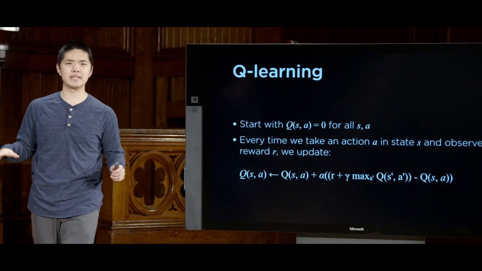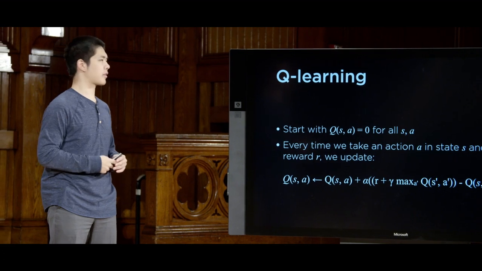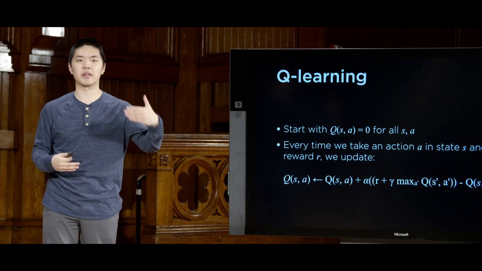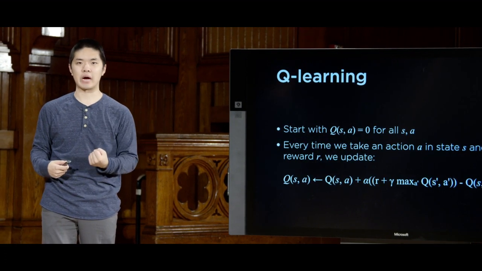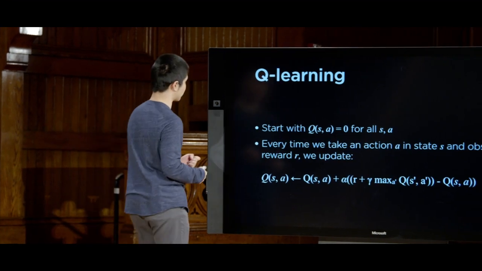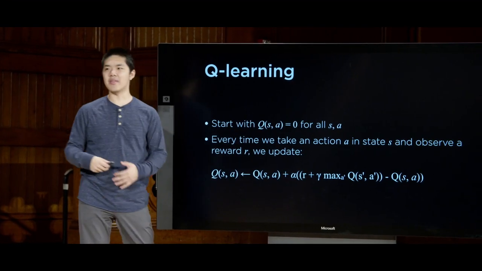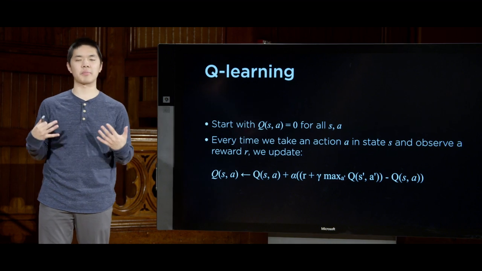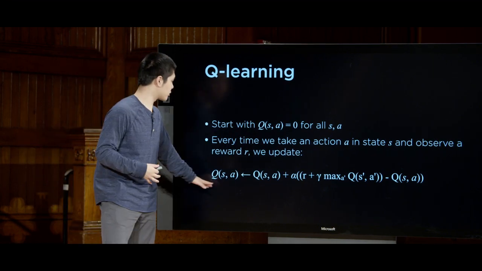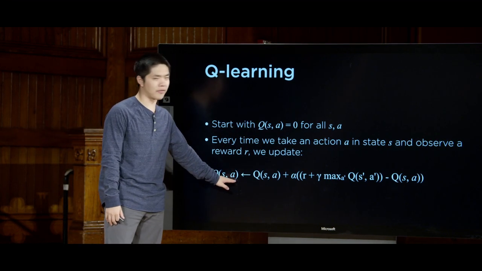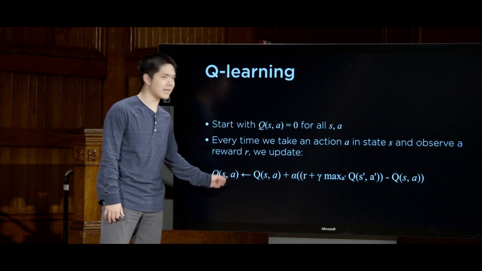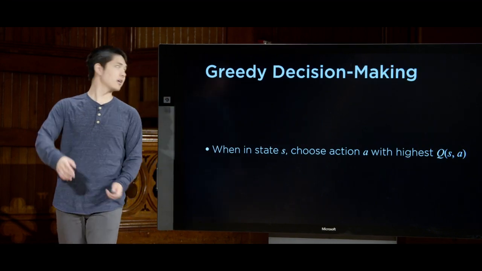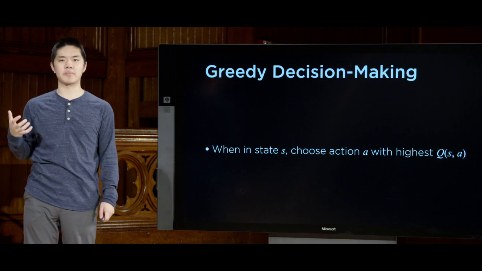But the big picture idea of this entire formula is to say that every time we experience some new reward, we take that into account. We update our estimate of how good is this action. And then in the future, we can make decisions based on that algorithm. Once we have some good estimate for every state and for every action, what the value is of taking that action, then we can do something like implement a greedy decision-making policy.